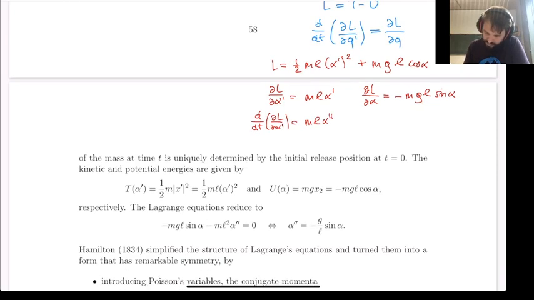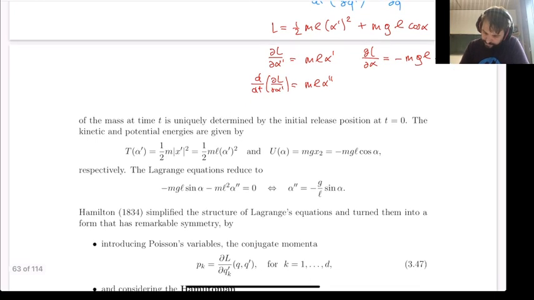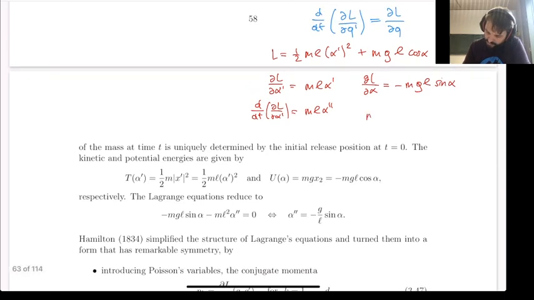Yes, the square is still a problem. I think the square is a problem. I think the square is a mistake. Let's see. So now let's try and put them on the same side. So that would be m l alpha double primed is equal to minus m g l sine alpha.